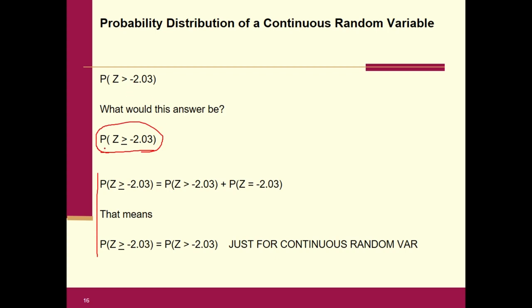So let's take a look here. Let's go to the next line. What I've done here is that the probability that z is greater than or equal to negative 2.03 can be separated into two parts. It can be separated into the probability that z is greater than negative 2.03 plus the probability that z is equal to negative 2.03. All I did was separate the greater than and the equal to into two parts and put a plus sign in between them. That's all I've done.